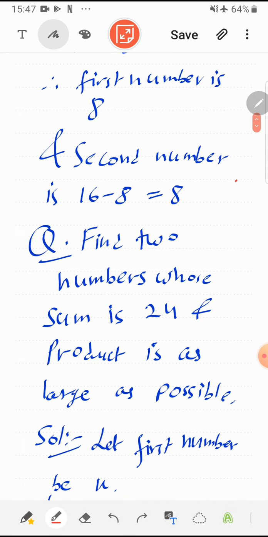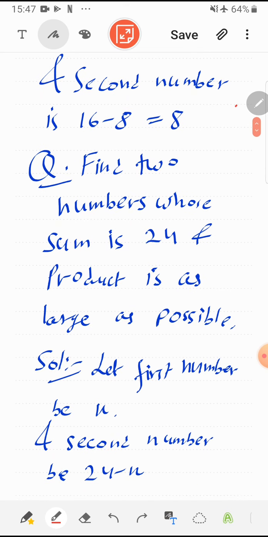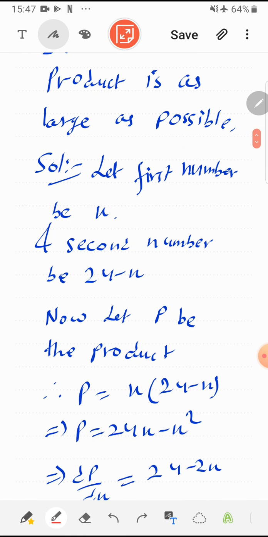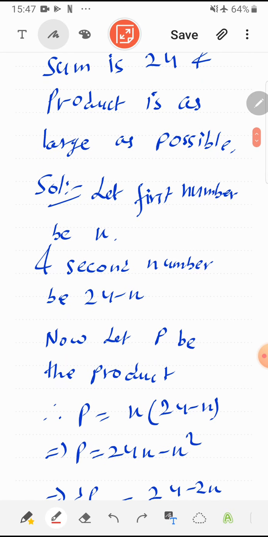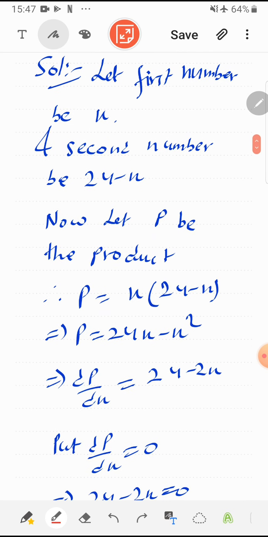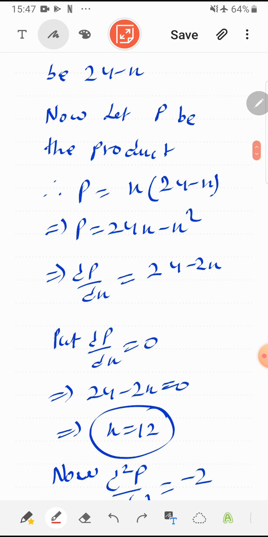Now next, find two numbers whose sum is 24 and product is as large as possible. Again it is a similar question. Let the first number be x, the second number be 24 minus x. Again one quantity was fixed, that is the sum, and the second is the product, which we have to maximize. So let P be the symbol for that. P is equal to x into (24 minus x). Now open the bracket, take the derivative, it is 24 minus 2x. So when we put this derivative 0, x comes out to be 12.